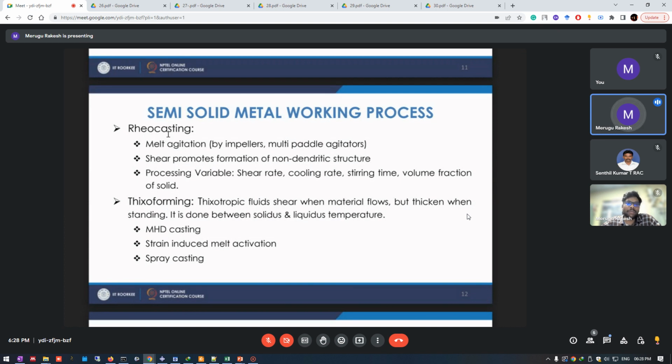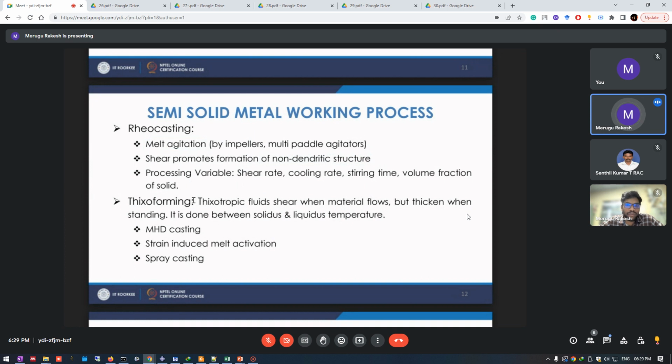These are the semi-solid processes in which we get the pattern using some external force. One is melt agitation, where we use impellers to mix the metal when it is in a semi-solid state. It is not completely liquid or completely solid. So we work between the solidus and liquidus range. It will avoid the formation of dendritic structures. So these are the parameters that we use in geocasting.